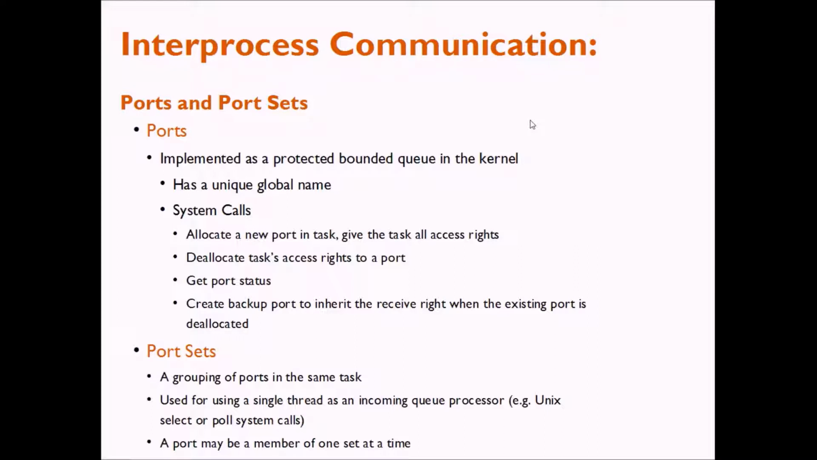It gets port status. It creates a backup port to inherit the receive right when the executing port is deallocated. Now port sets. A group of ports in the same task is called a port set. It is used by a single thread as an incoming queue processor, for example like the Unix select and poll system calls. A port may be a member of only one set at a time.